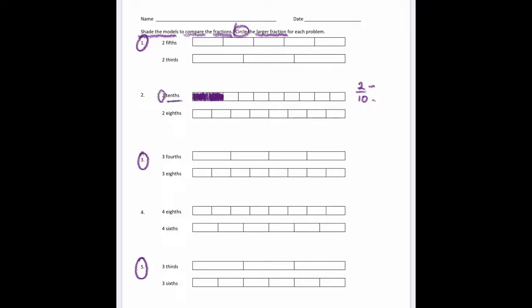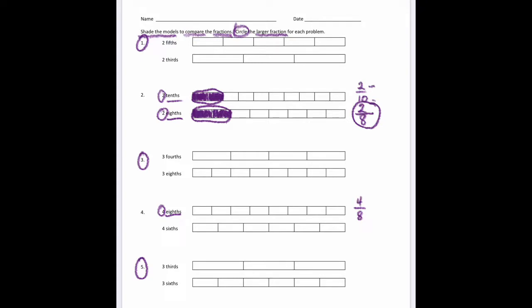Now for the next one it says 2/8. Now 8 means it has 8 parts and 2 are shaded. All right, now boys and girls, 2/10 is this big and 2/8 is this big. Which one is greater or larger? It's 2/8.